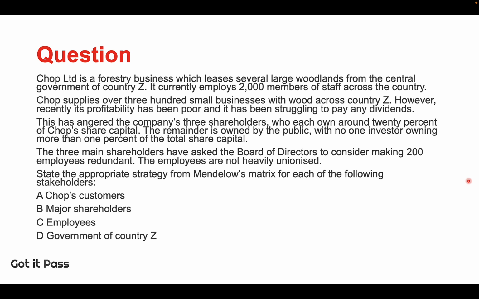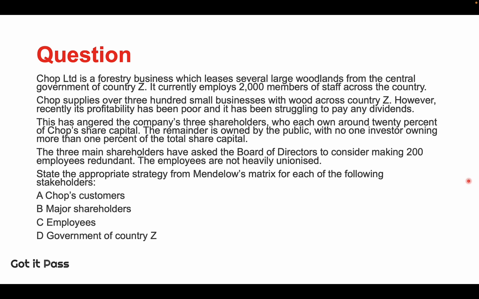So the question here is to explain the concepts. First, we have CHOP Limited. CHOP Limited is a forestry business which leases several large woodlands from the central government of country Z. It employs about 2,000 members of staff across the country, and over 300 small businesses work with it as suppliers. However, its profitability has been poor and it has been struggling to pay any dividends. So right now the company is in a tough time.